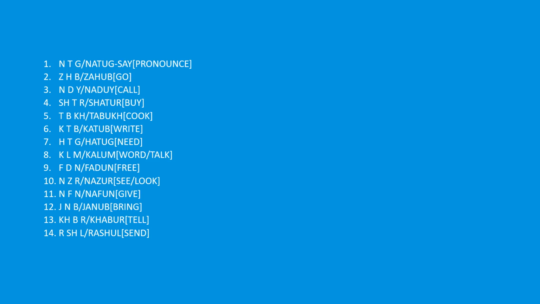The next three-part verb: nun, fa, nun. The A goes between the N and the F, and the U goes between the F and the N. As previously stated, N's are hard, so the vowel A must be hard. A hard sounding A is as in opposite or option. And this word would be pronounced nafun, which means to give.